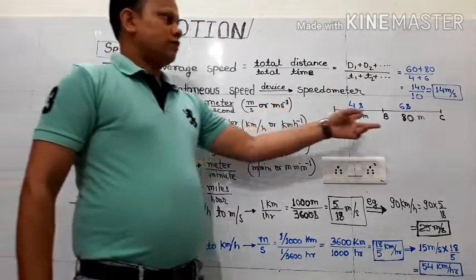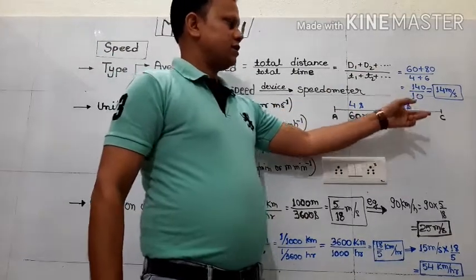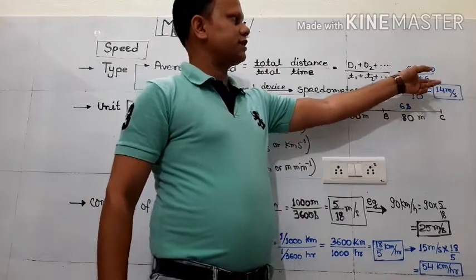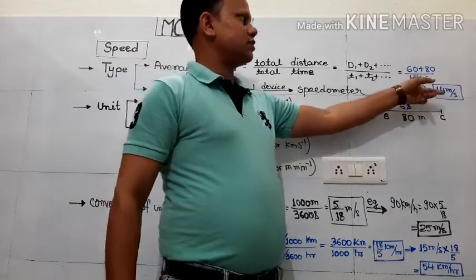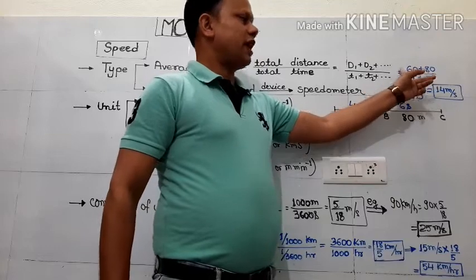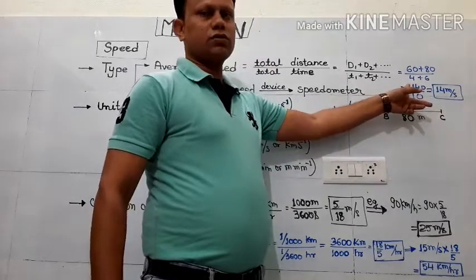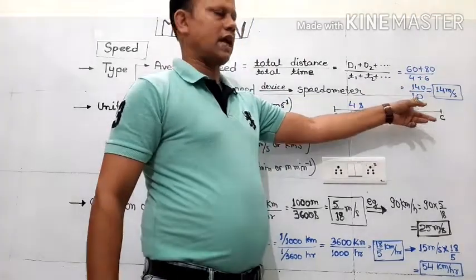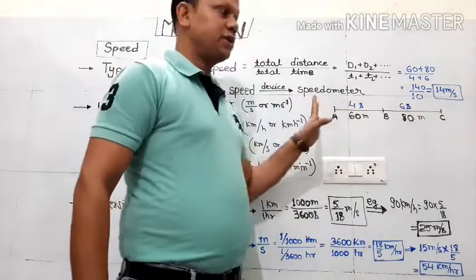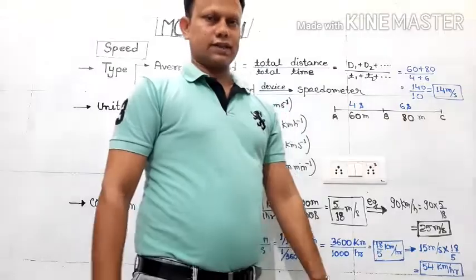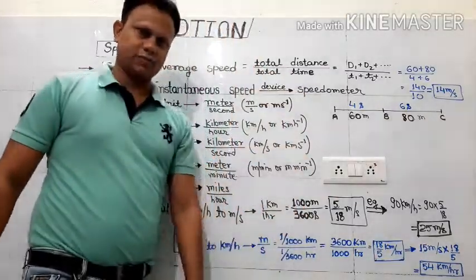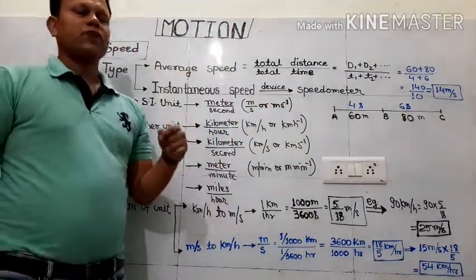So the next journey is of 80 meter. So what I will do? Total distance is 60 plus 80. Now total time is 4 seconds and 6 seconds. So 4 plus 6. When I add it, I will get 140 total distance and 10 second total time. So what will be the average speed taken for the whole journey? 14 meter per second. So in this way we can calculate the average speed of the journey.